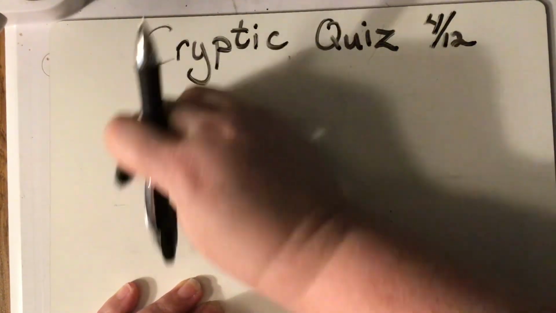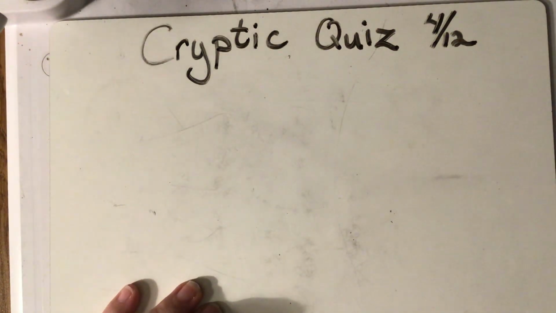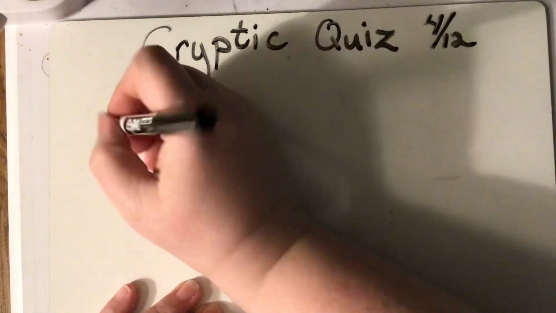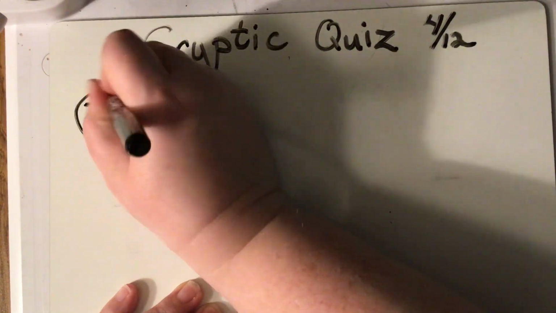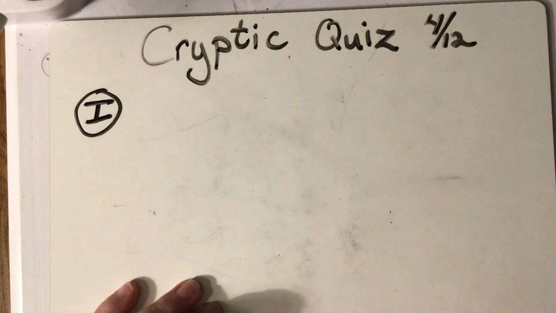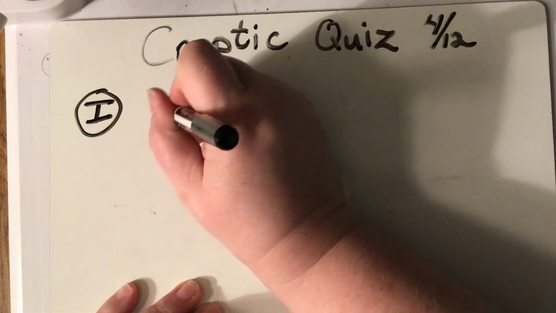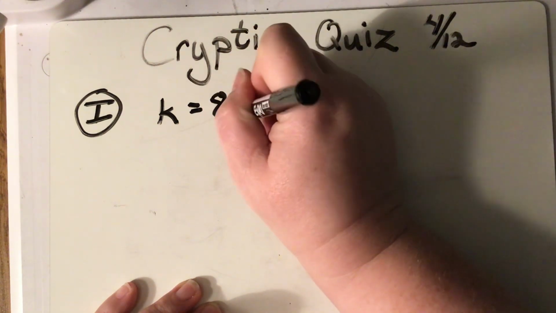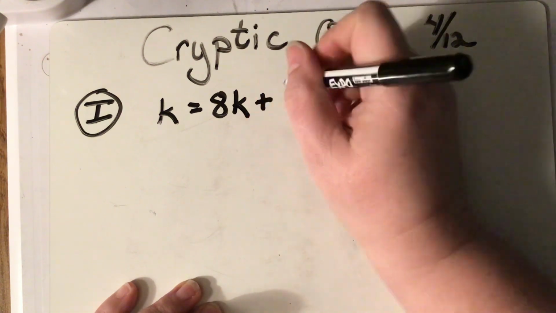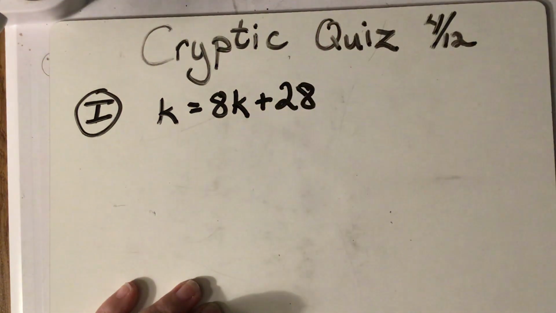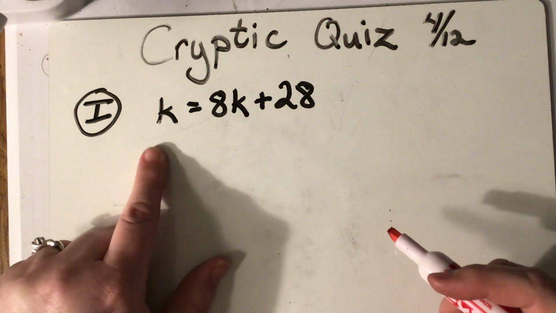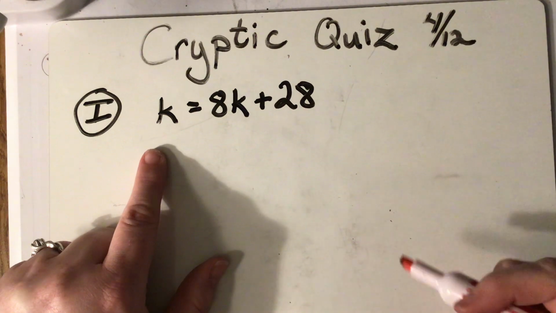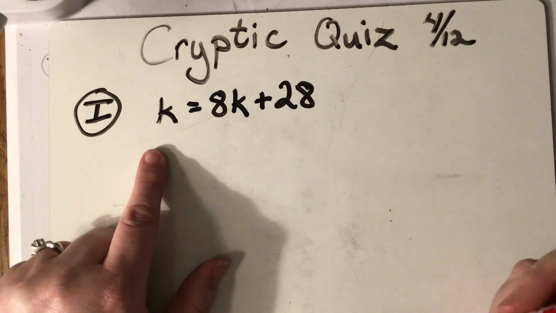Okay. All right, let's skip down one more time. We're going to go to letter I now. Letter I. This one's a little bit tricky. K equals 8K plus 28. Now this one's a little tricky because it's just a plain old K. There's not even a number here. How am I supposed to know what to do?